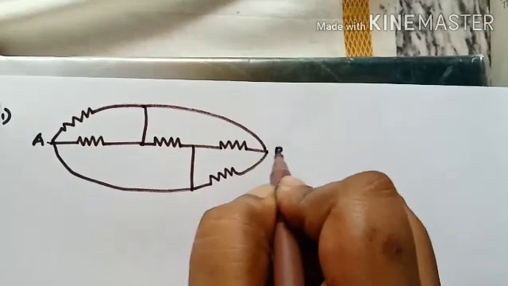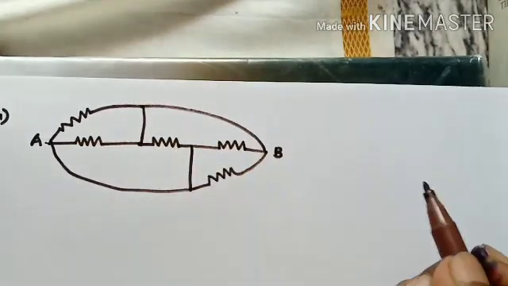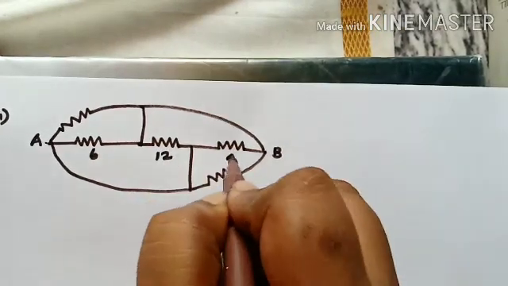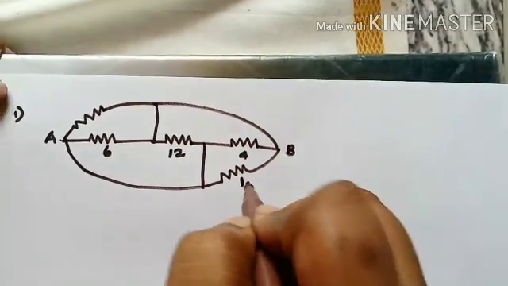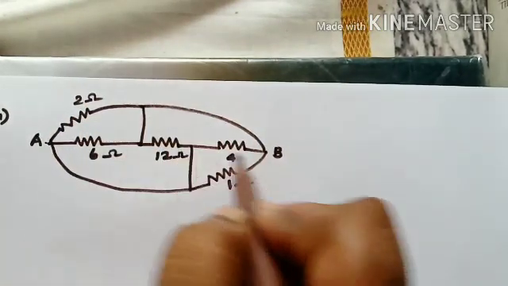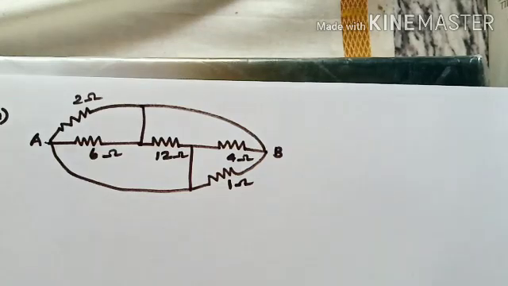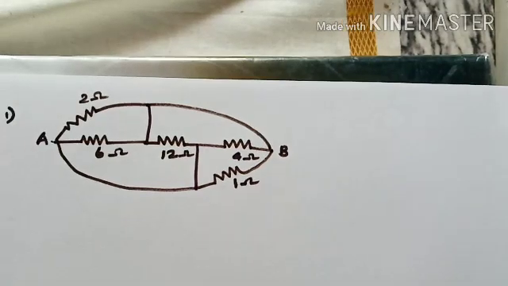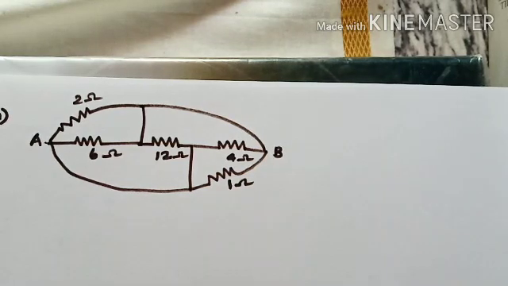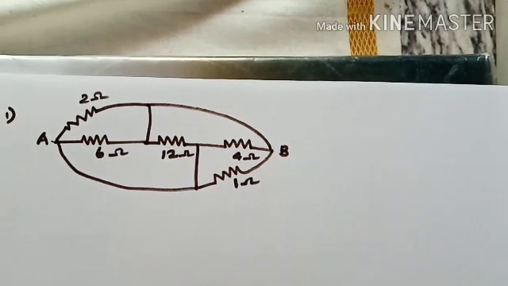Let's see how many of you are able to solve the circuit. Let's make this 6 ohm, 12 ohm, this is 4 ohm. This is 1 ohm, this is 2 ohm. Once you have the circuit, you can pause the video and try to solve it by yourself. I think it is high time you can solve it by yourself. This much time only is required.